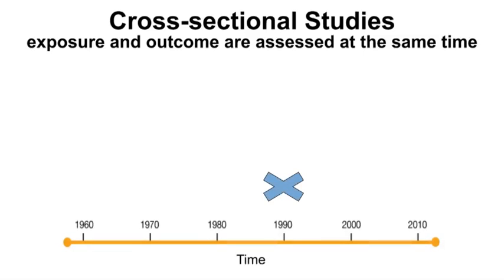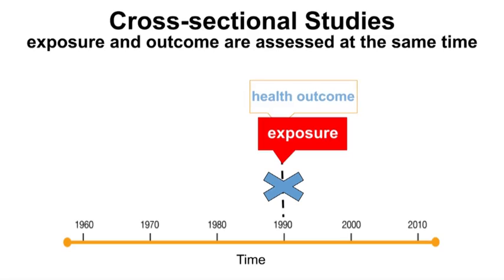If you conducted a cross-sectional study in 1990, you would first define your study population. For example, all adolescents in high schools in the city of Rio de Janeiro, Brazil. You would then survey all the high school students at school and ask them about their exposures to traffic pollution. For example, how close they live to heavily used roads. At the same time, you would also ask them if they currently had asthma or asthma-like symptoms.